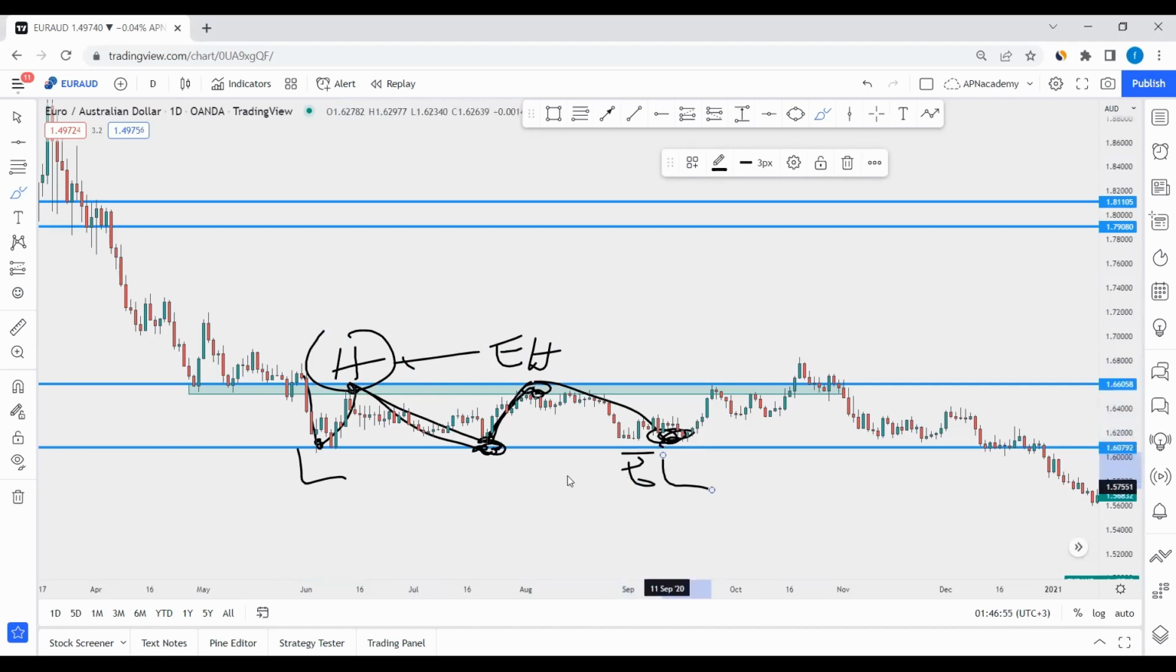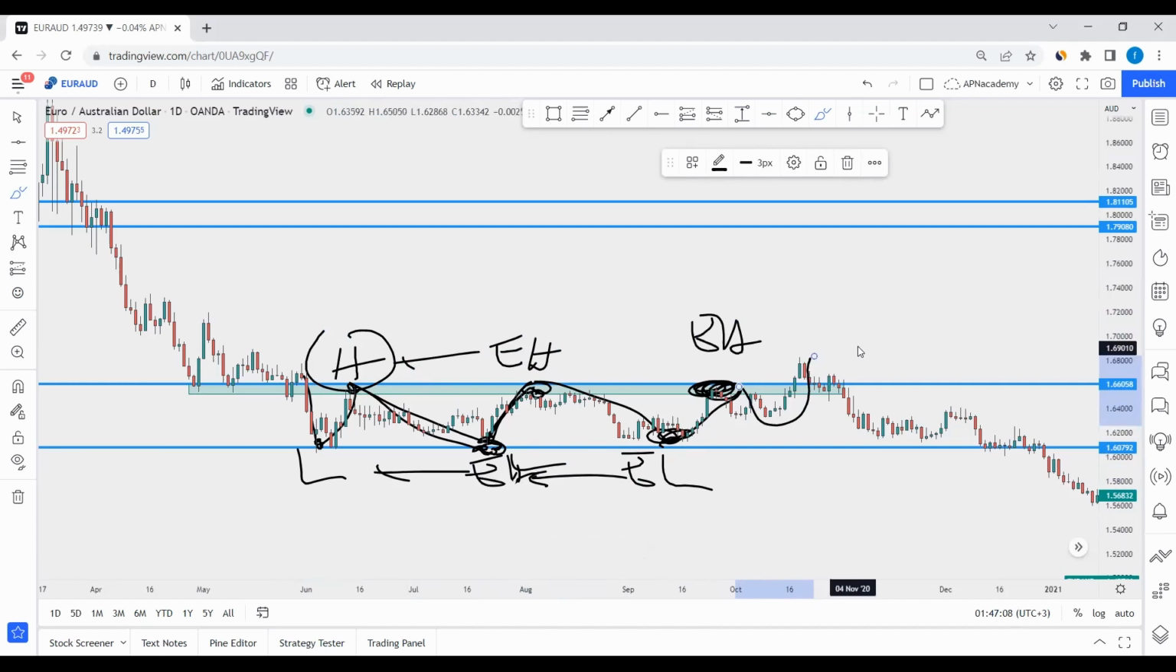Creating equal lows. Why equal lows? Because it's the same as this low here, this previous lows. Are you seeing? Again, came back up, created these equal highs, right? Of course, it created a false breakout here, which market makers normally use to manipulate traders.